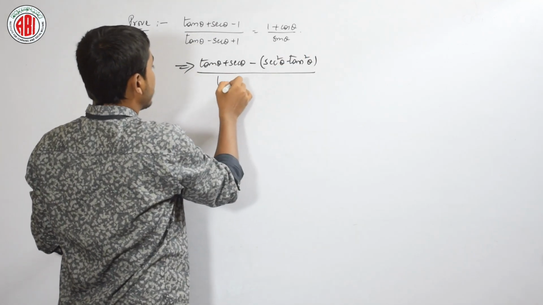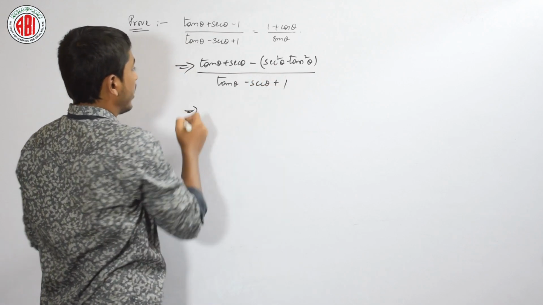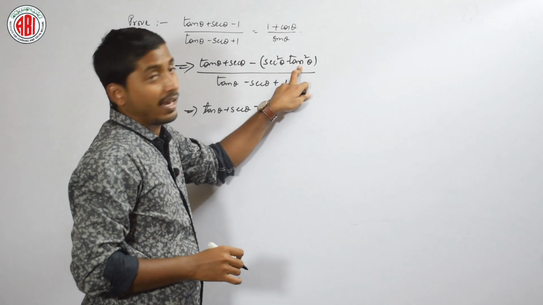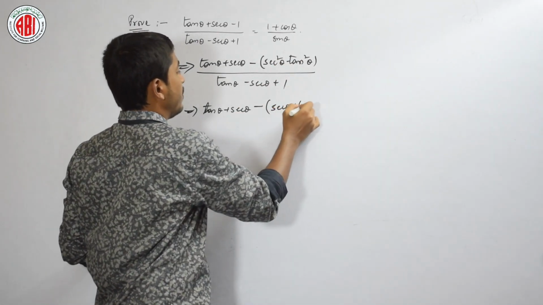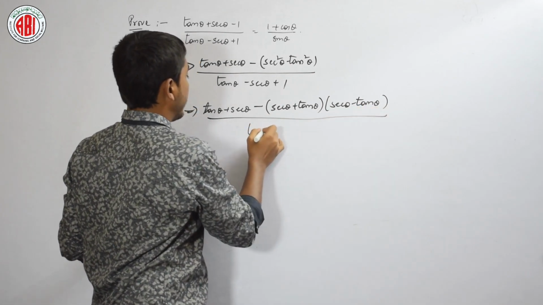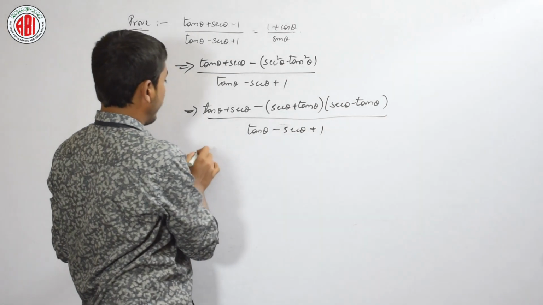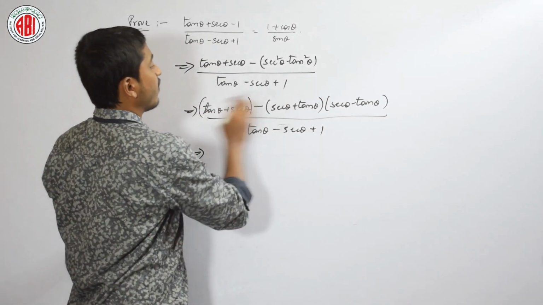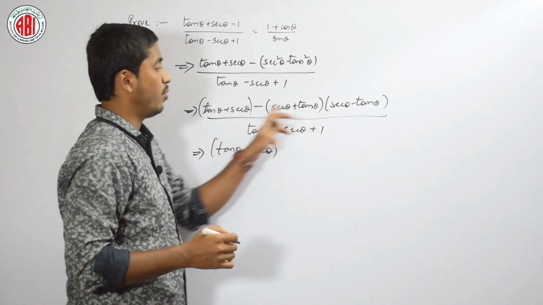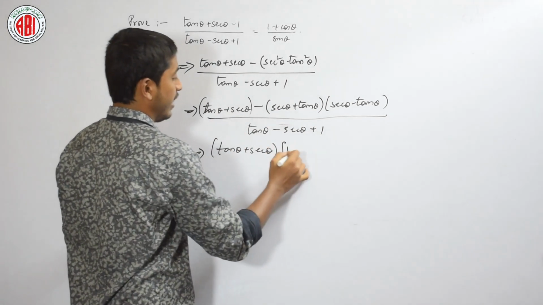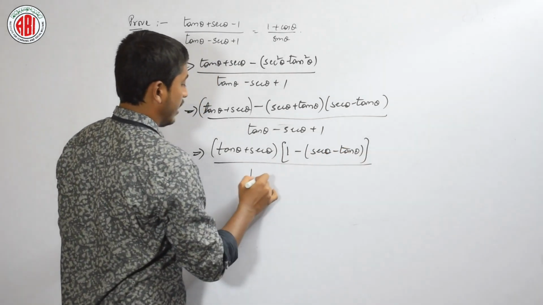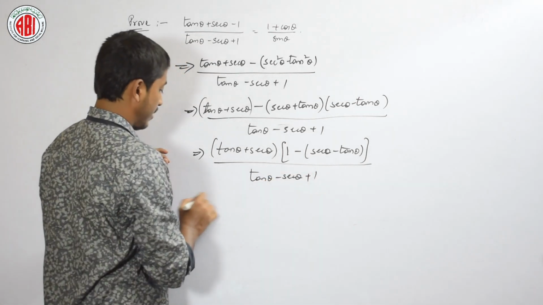Let us keep the denominator as it is. Okay, is it clear? What will it become? Here it is tan theta plus secant theta as it is, minus a square minus b square, that is secant square minus tan square, which is a plus b into a minus b. Is it clear? Whole divided by tan theta minus secant theta plus 1. Can we take tan theta plus secant theta common from both the terms? Yes, we can. What will we get? We will get 1 here minus secant theta minus tan theta, whole divided by tan theta minus secant theta plus 1, isn't it?